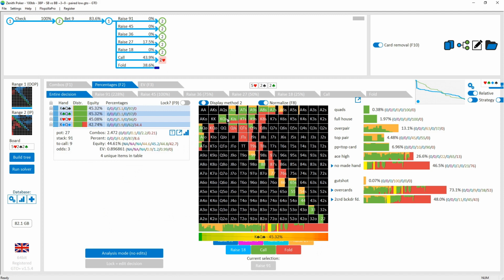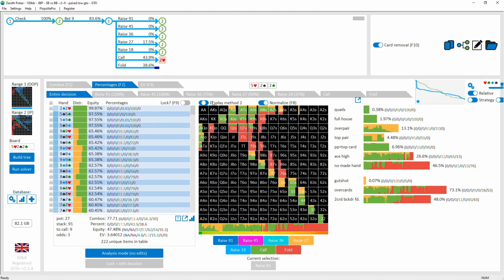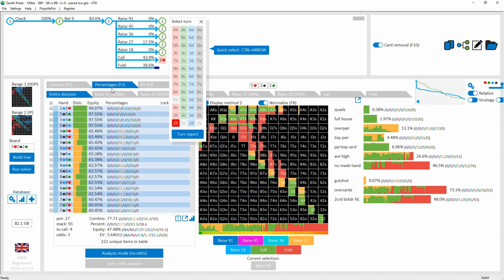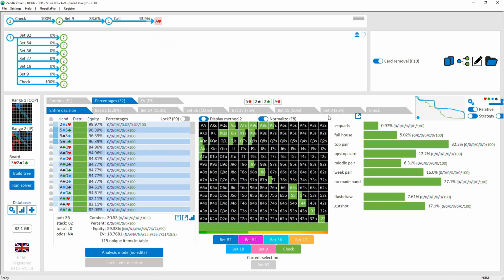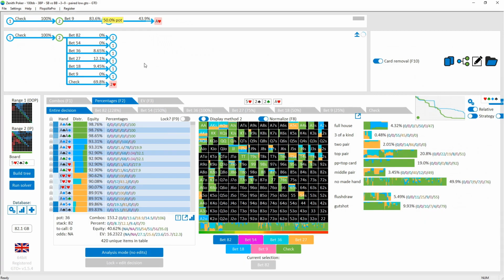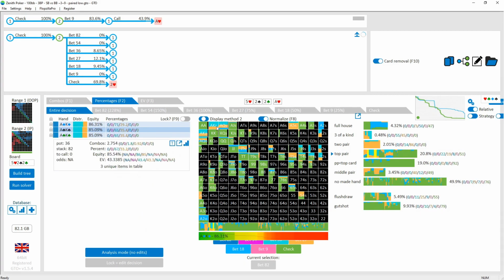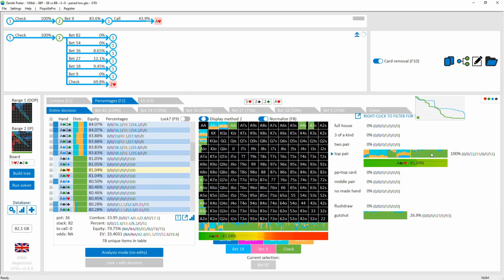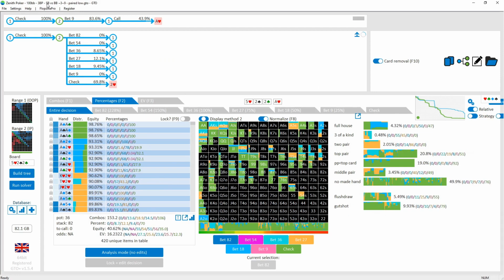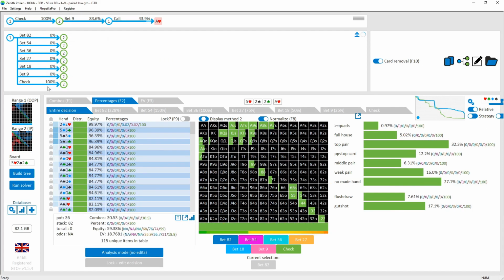And then if you do end up calling, all right, you're going to have a bunch of ace highs and king highs. If you make your ace, both players are going to have a lot of top pair now, but the big blind will just have some stronger top pair with ace king and ace queen. So here the density of the top pair in the big blind's range is actually less than the small blind, 20% compared to 32%.